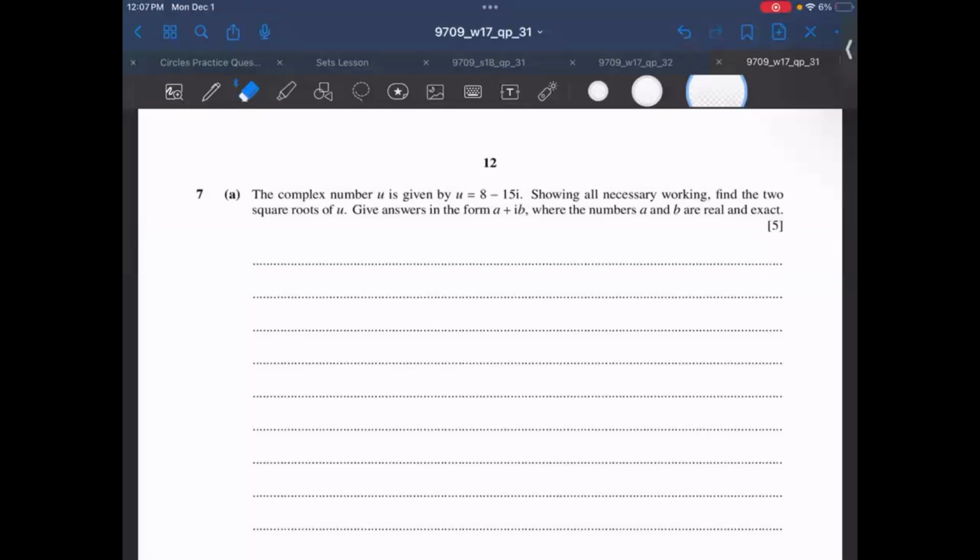In question 7, the complex number u is given by 8 minus 15i. We have to find the two square roots of u, giving the answer in terms of a plus ib. Now, we know that the square root of a complex number is also a complex number. So we can write it like this, in the form a plus ib.